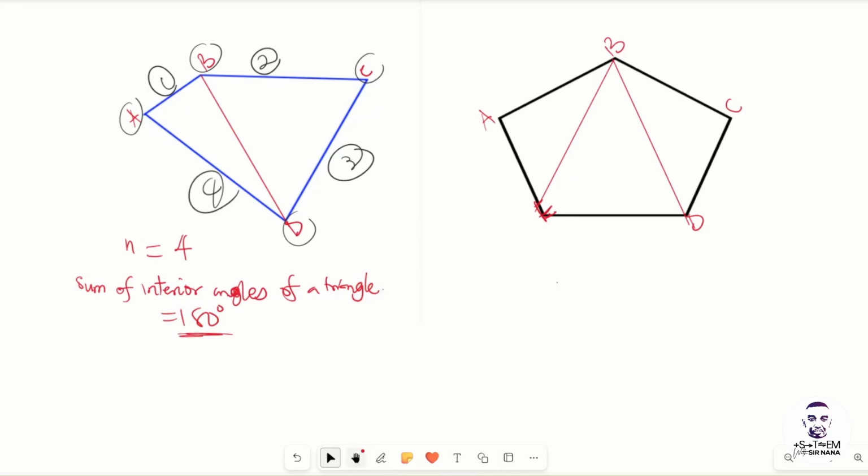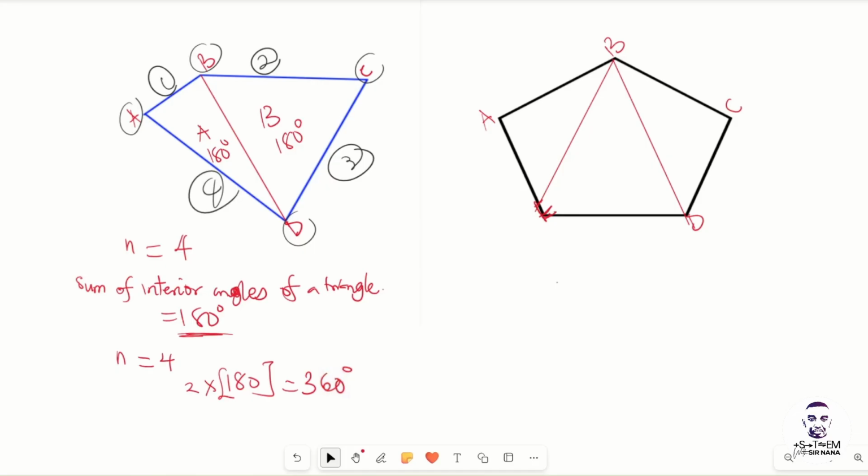So we see that in the case of this diagram, there are two triangles. So you can see triangle A and triangle B, right? And each of them will have a sum of interior angles of 180 degrees. This will also be 180 degrees, right? So it means that if n is 4, which is a quadrilateral, then the sum of interior angles of all of it will be 2 multiplied by 180 degrees. And that will give us 360 degrees.